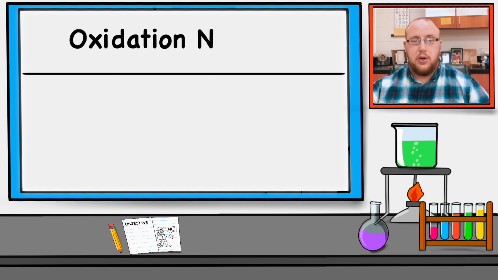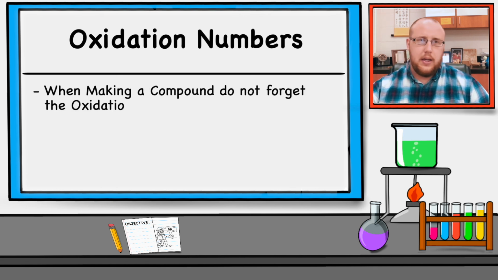One last thing to throw at you for predicting products formed in chemical reactions. When making a compound, do not forget the oxidation numbers. This goes back to our naming and writing chemical formula rules. If you need a refresher, please click the link or card that's going to be going across the top of the screen. Now, remember, oxidation numbers cross to form compounds.